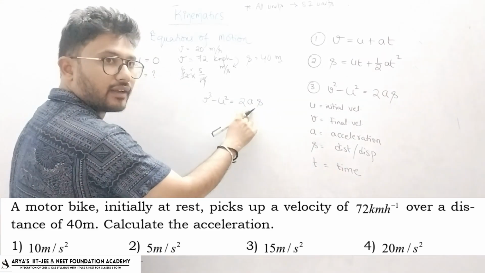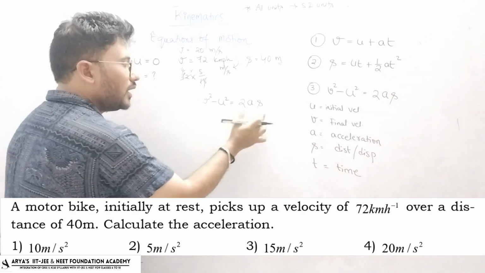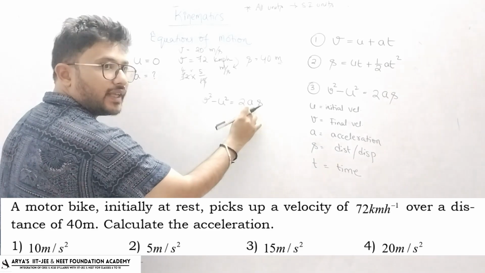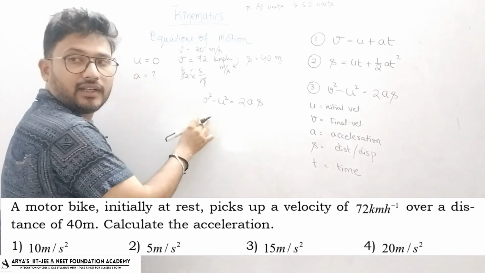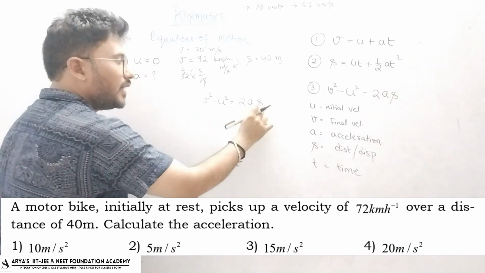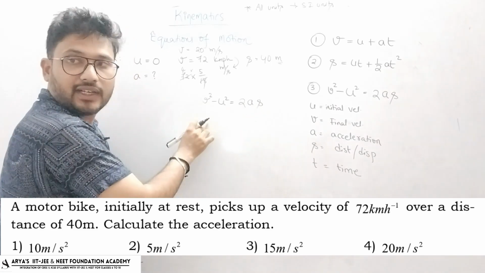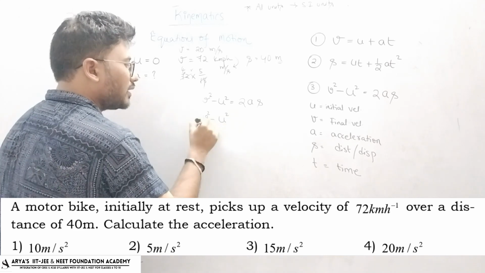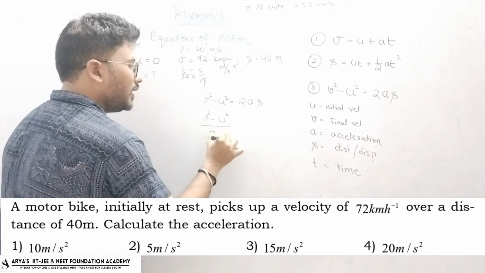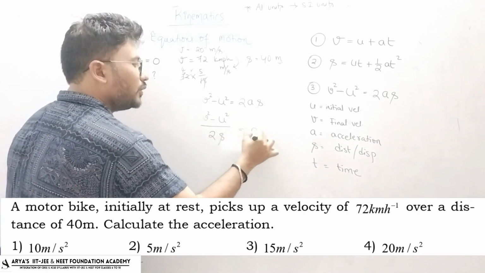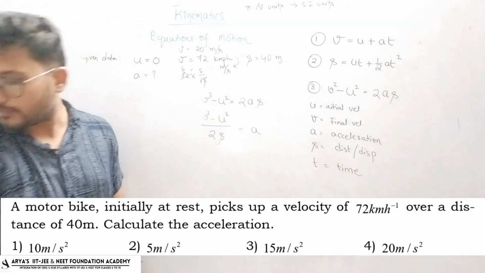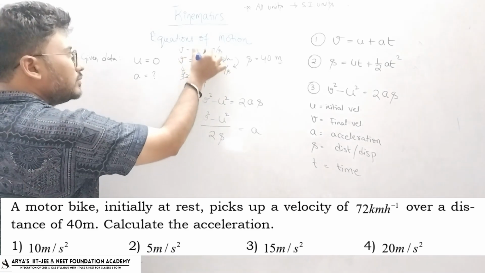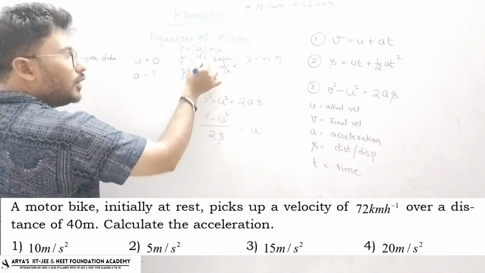Now we should find A. Send this 2 and S to this side. 2 is multiplying. If it goes this side, divide. S is multiplying. If it goes this side, divide. V square minus U square upon 2 into S, which is equal to A. Now, what is the V value? 20 you take. Don't take 72.